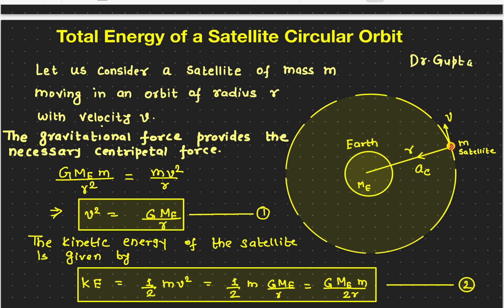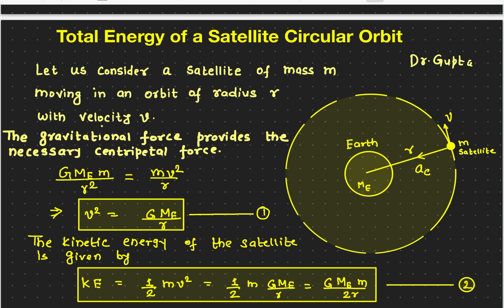And as this one is moving into a circular path, the gravitational force by the Earth onto the satellite is providing the necessary centripetal force. Okay, so the gravitational force in this case provides the necessary centripetal force. So that's the equation we have to write down first. This is the gravitational force, and this is mv square over r, the centripetal force.